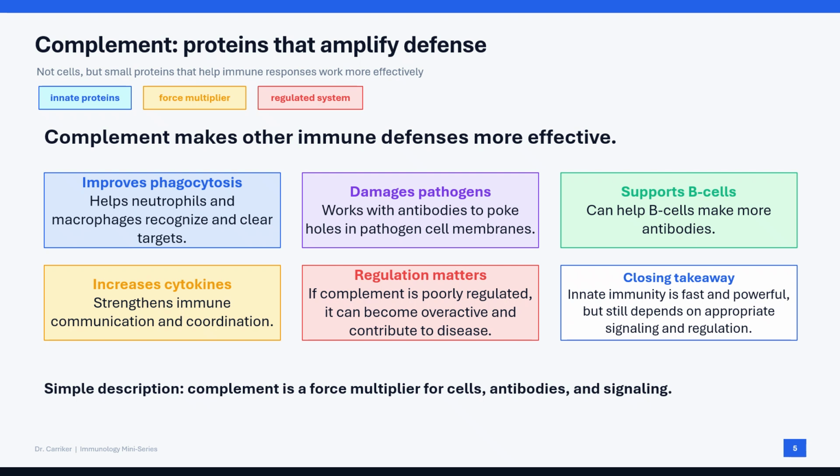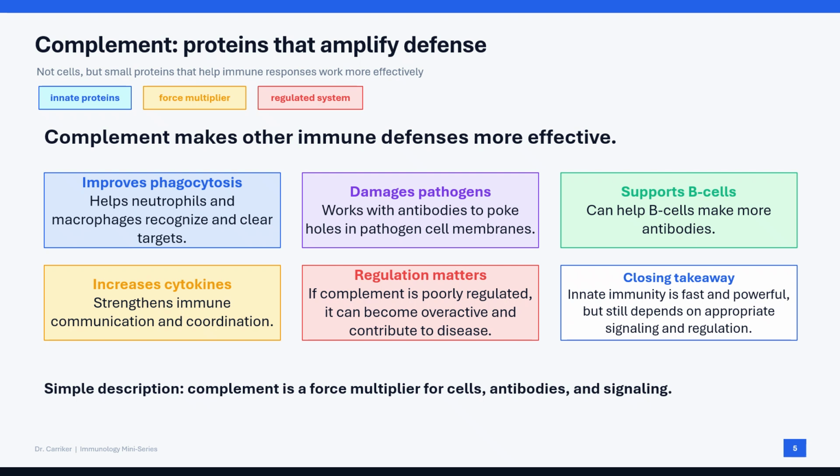Certainly complement is going to enhance the immune defense, whether it's improving phagocytosis or supporting B cells. The key point here is that innate immunity is fast and coordinated, and it's heavily dependent on signaling. Cytokines direct the response. Neutrophils and macrophages attack and clean up. Your natural killer cells eliminate suspicious cells. Complement strengthens the overall effect. So the system is powerful, but it depends on good regulation.